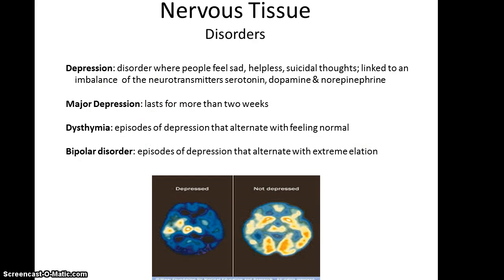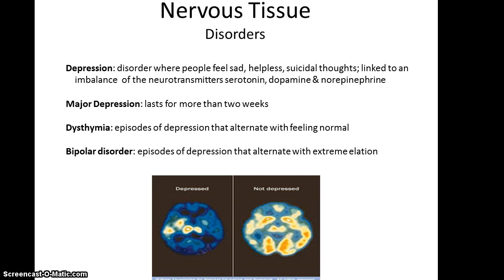Disorders of the nervous tissue. Well, you got depression, which is where people feel sad, helpless, suicidal. This is linked to an imbalance of the neurotransmitters serotonin, dopamine, and norepinephrine. Major depression is similar to depression, except it lasts for more than 2 weeks.